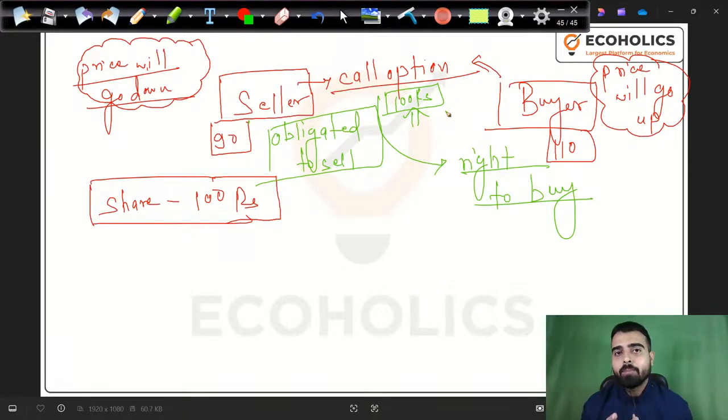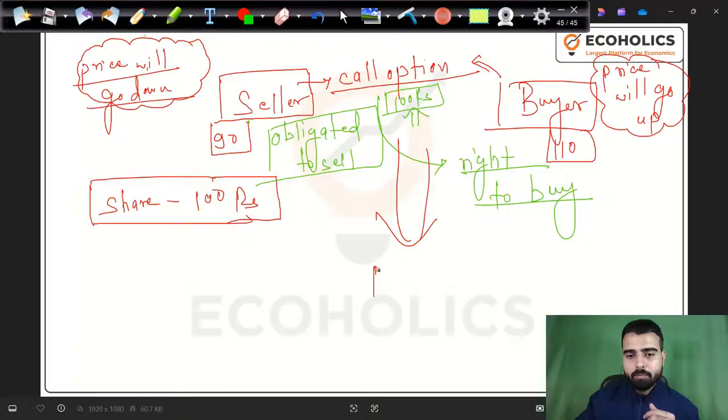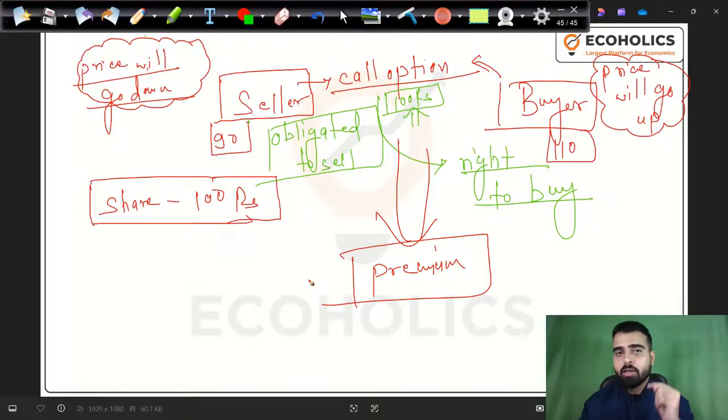He doesn't have the right. The right is with the option buyer. The buyer has a right. The seller has an obligation. The seller cannot force the buyer to fulfill the agreement. Okay. But then how will the seller get the profit? Call option premium. Now the major thing comes into the picture: premium. To buy this option, the buyer will give some premium to the seller. Okay. For example, the premium is rupees 10.